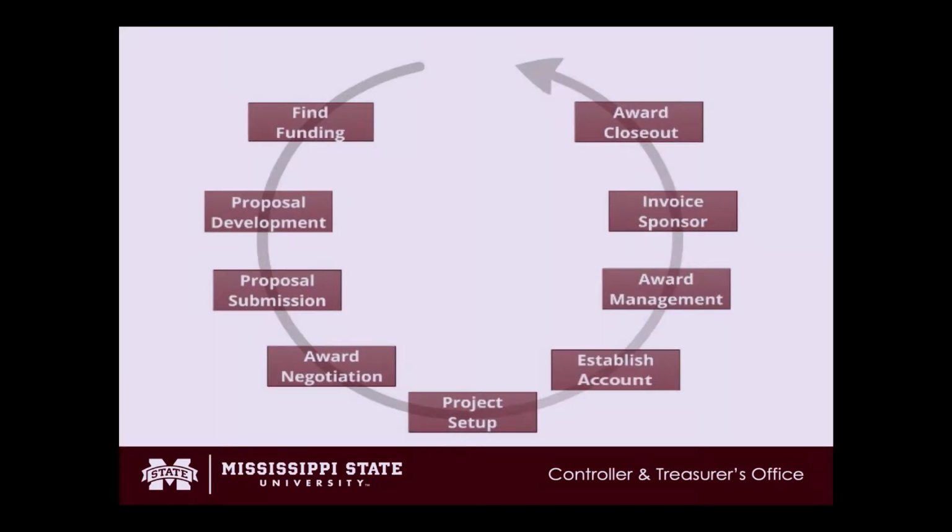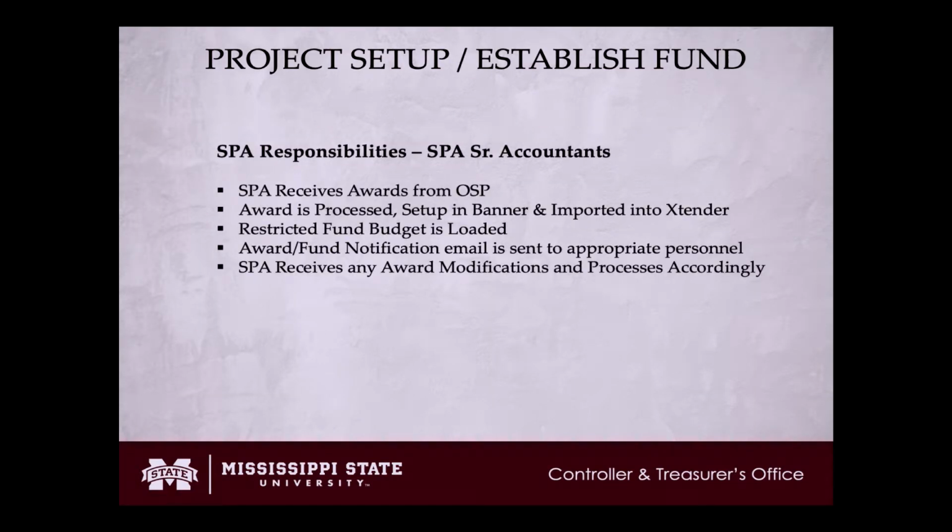Okay, so let's get started in the life cycle of an award, starting with the project setup and the establishment of your fund. SPA's responsibility at this level is assumed by our SPA senior accountants, Whitley Alford and Glenn Carnaggio. SPA receives the award from OSB. The award is processed, set up in Banner, and imported into Extender. The budget is loaded, and then the award fund notification email is sent to you and other appropriate personnel.